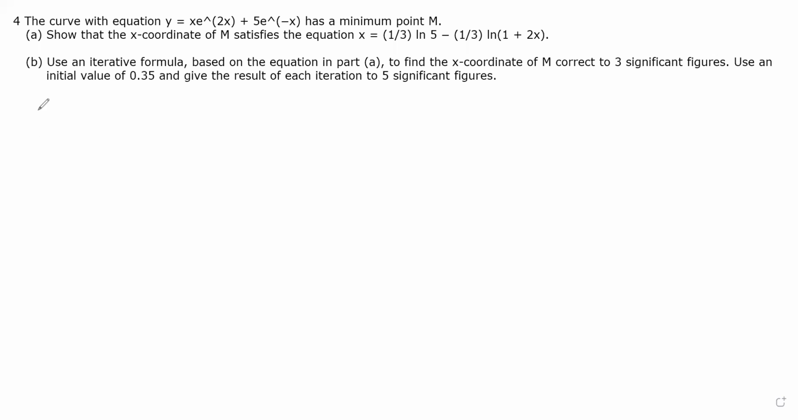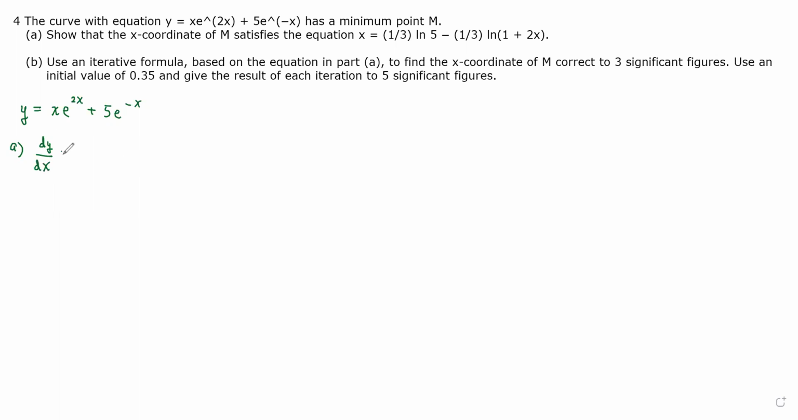Given the curve equation y equals x e to the 2x plus 5e to the negative x. This curve has a minimum point. Part A, we are to show that the x coordinate of the minimum point satisfies the given equation here. To find the x coordinate of the minimum point, that would be the critical value of the function. Critical value occurs when dy/dx is 0.